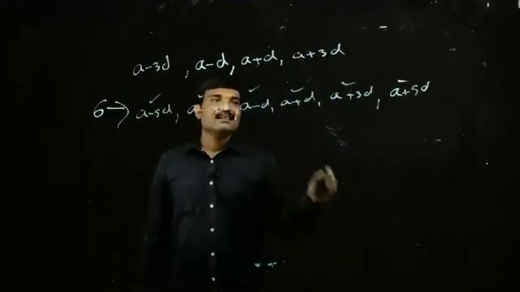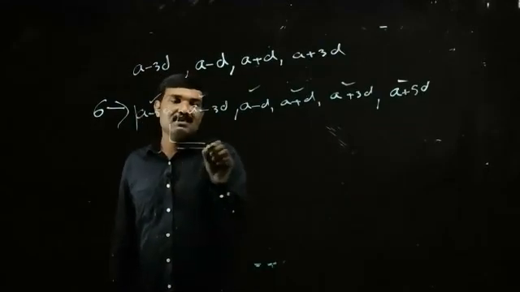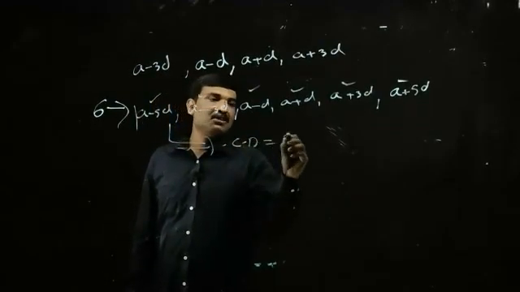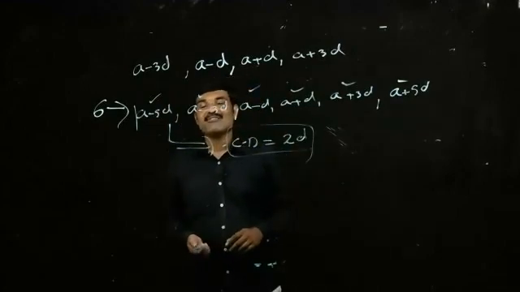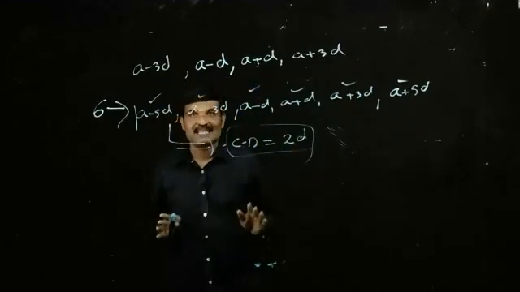Here there is no middle term. In this choice, the common difference is only 2 times D. This should be kept in mind. Based on this fact, we will do some problems in the next class.